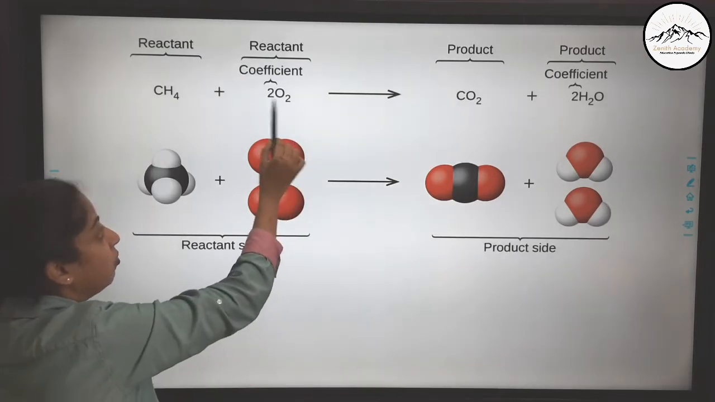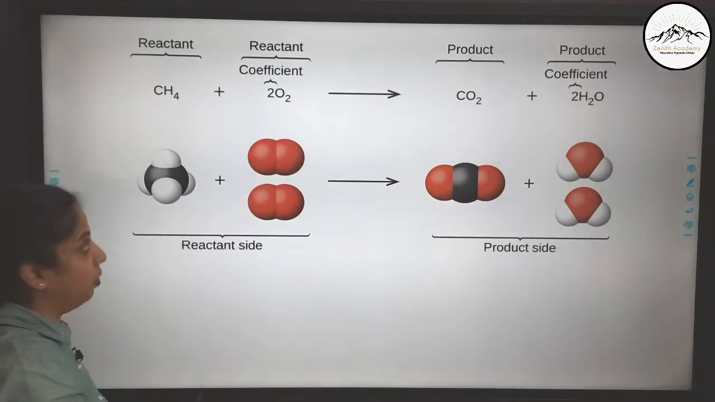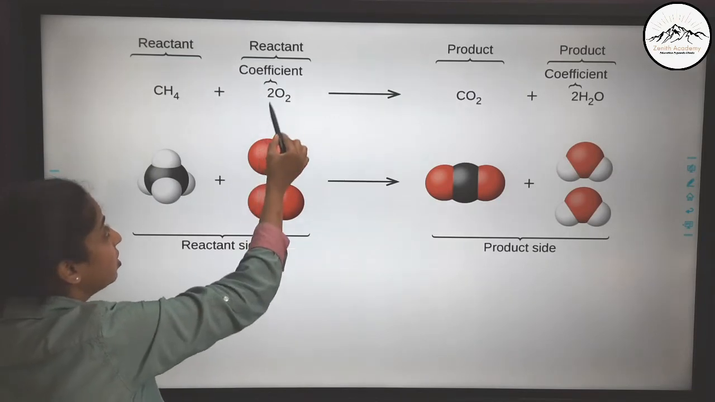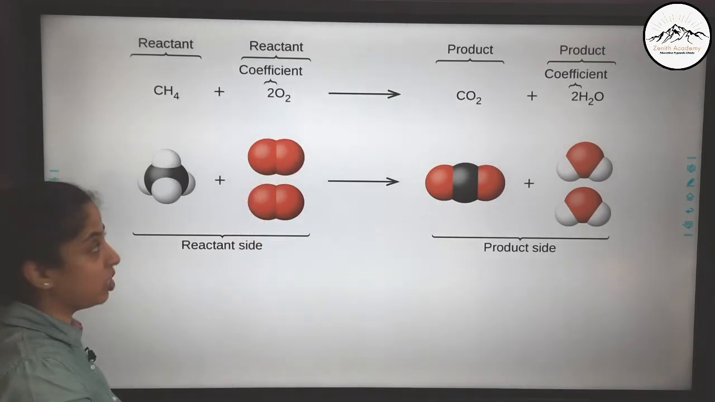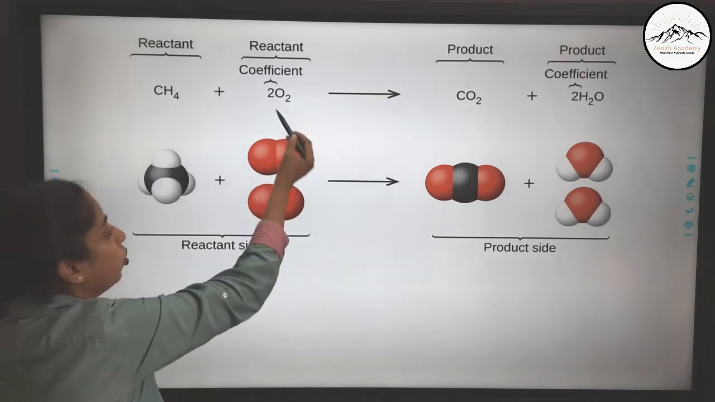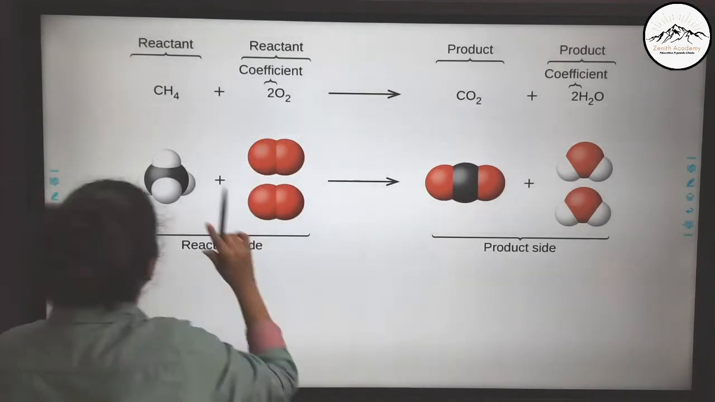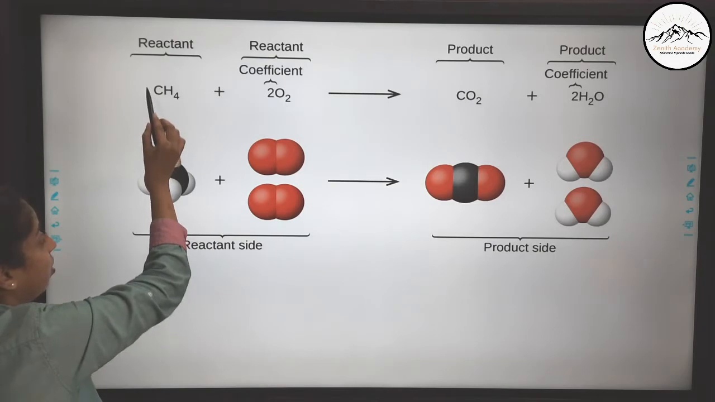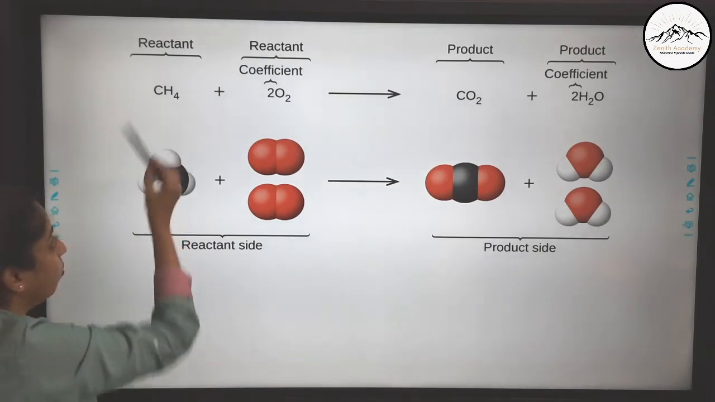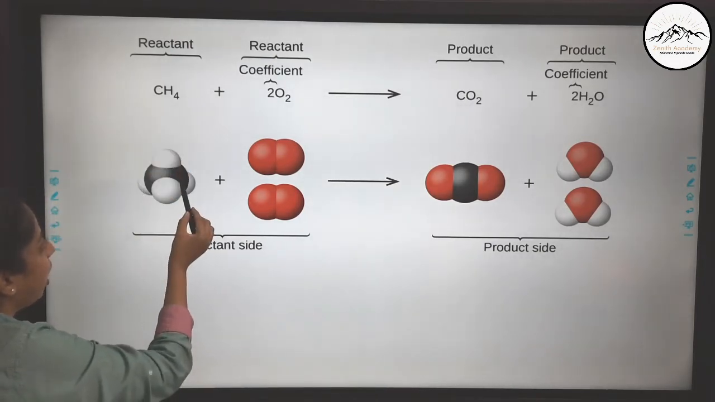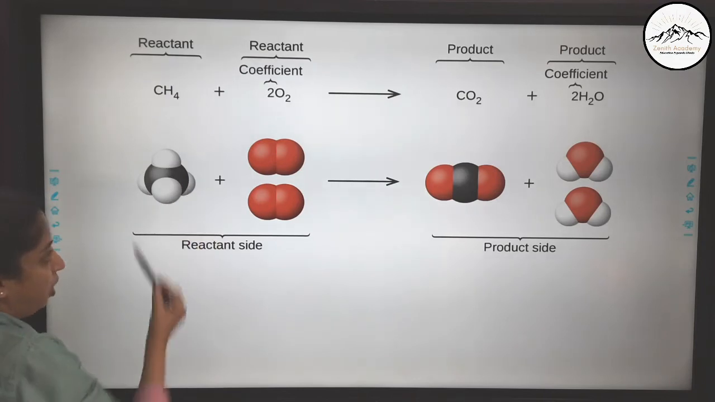These two in front of the formula of the element, that is oxygen, is the coefficient. It's called the coefficient. It implies that there are two molecules of oxygen. And if there is no number written ahead of the formula, then it means there is one molecule. So here you can see one carbon atom and four hydrogen atoms.